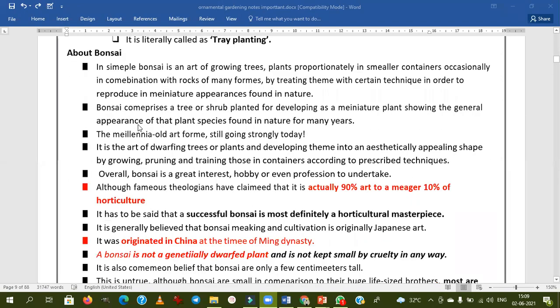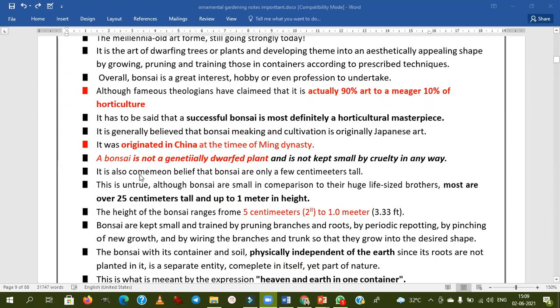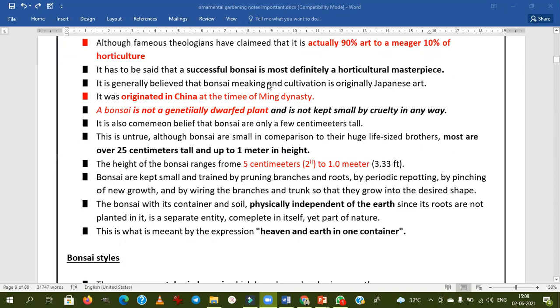Then, what is bonsai actually? Bonsai making is 90% art and only 10% horticulture techniques. A successful bonsai is often defined as a horticultural masterpiece, originated in China under the Ming dynasty, popular in Japan. A bonsai is not a genetically dwarf plant. These types of statements you can expect in reasoning and assertion type questions. Bonsai is not a genetically dwarf plant and it is not kept small by cruelty in any way. So this is also a very important statement.